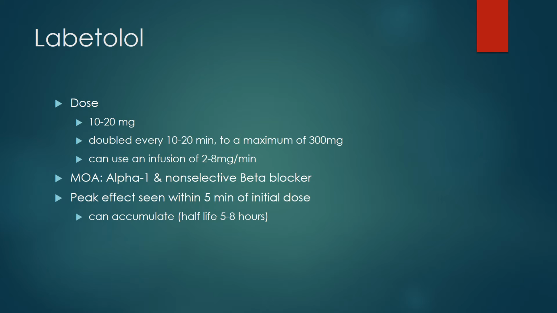Just something important to note, there's a difference between the alpha and beta blockade between the IV and oral formulation. The alpha to beta blockade in IV is 1 alpha for every 7 beta blockade, whereas in the oral formulation it's 1 alpha for every 3 beta blockade. You'll probably never see oral given down in the ED in these stroke patients. The peak effect is seen within 5 minutes of initial dose, and it has a relatively long half-life, so you can see accumulation with Labetolol.